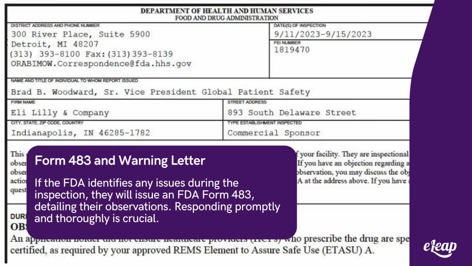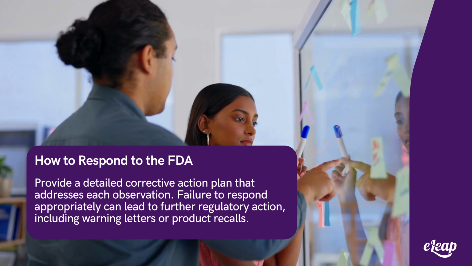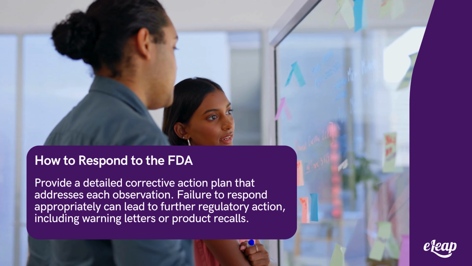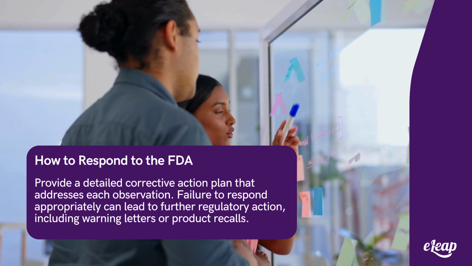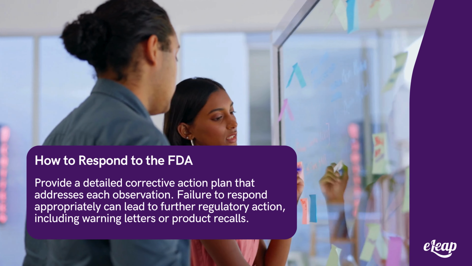If the FDA identifies any issues during the inspection, they will issue an FDA Form 483 detailing their observations. Responding promptly and thoroughly is crucial. Provide a detailed corrective action plan that addresses each observation. Failure to respond appropriately can lead to further regulatory action, including warning letters or product recalls.